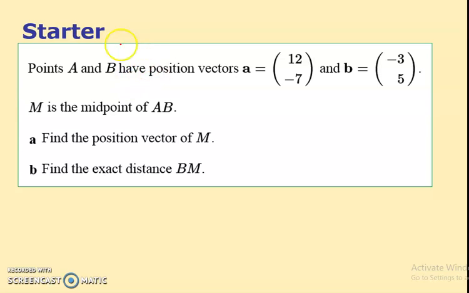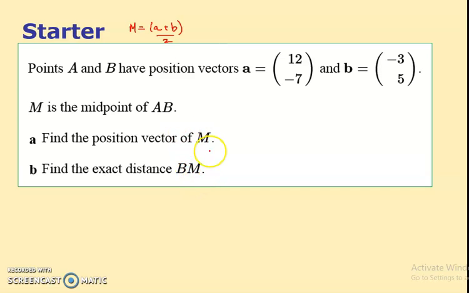Point A and B, this is a little starter for us. So point A and B have position vectors. A is 12, minus 7 and B is that. Find the midpoint. Oh right, you should remember this is how to find the midpoint of a vector, and it's very similar to coordinate geometry. So to find the midpoint of 2 vectors, you basically add the 2 vectors together and you half it. There you go. To find the position vector of M, that's that one, find the exact distance.